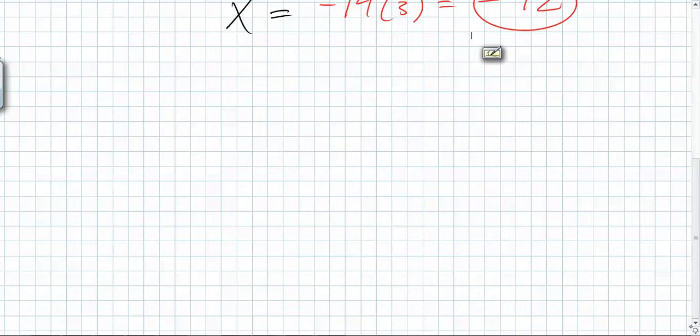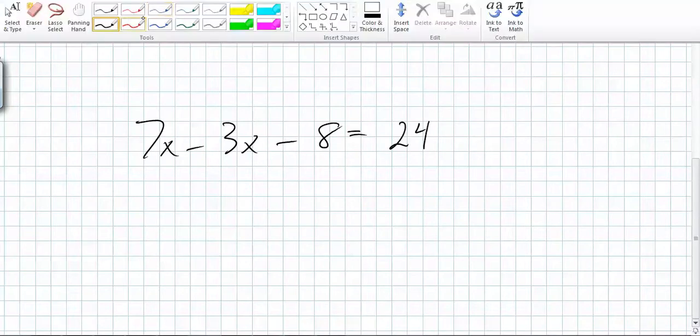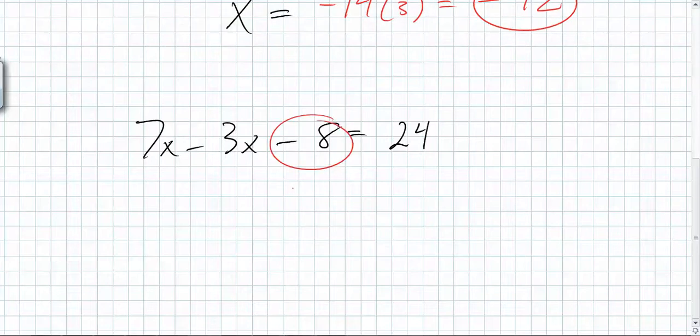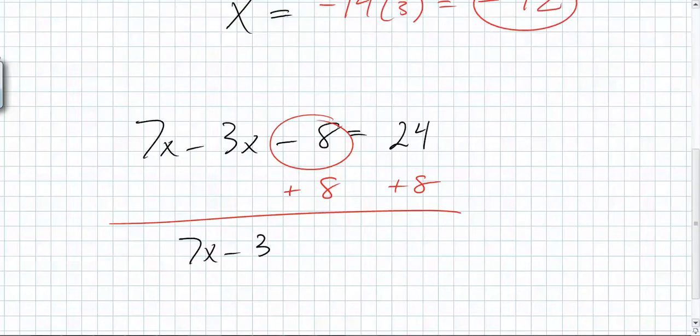Here's another equation for us to solve together. 7x minus 3x minus 8 equals 24. There's a few things you can do first, but let's get rid of that 8 first. The opposite of subtraction, the inverse, is going to be adding 8. So we end up with 7x minus 3x equals 32.